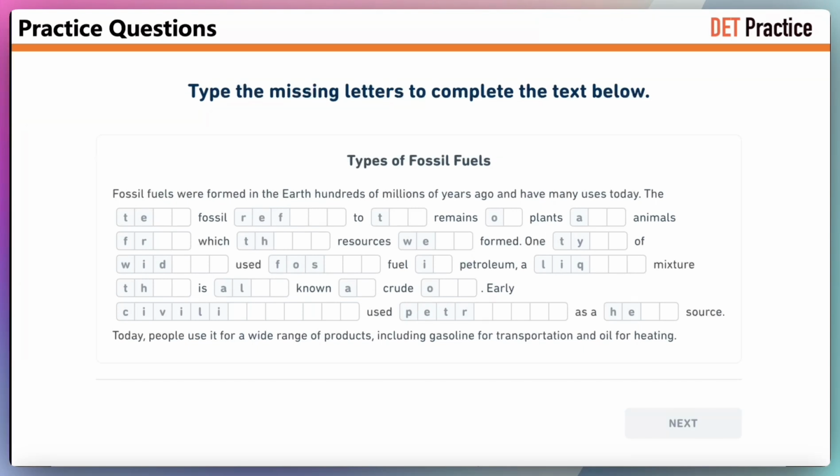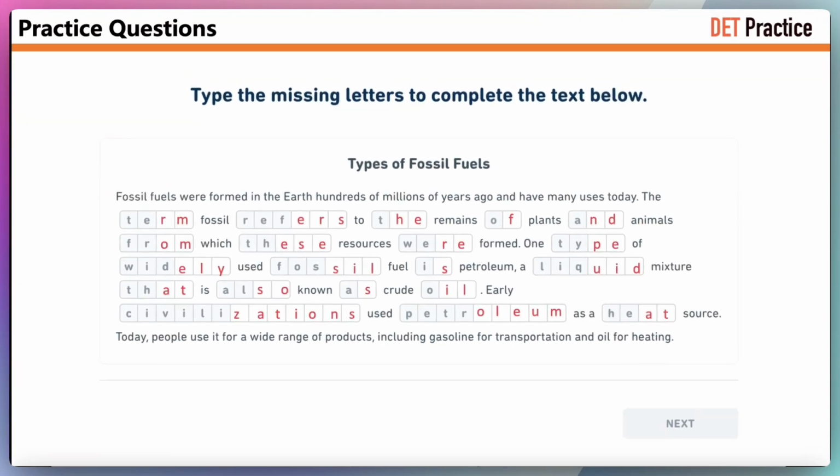Since we're introducing or explaining something, the first word should be "term," meaning terminology. It's explaining what "fossil" means. Next is "refers to," which we can translate as means or indicates. This tests our knowledge of phrases. The word starting with T is "the," indicating something specific. Then "of," meaning of something, followed by "and" to show a parallel structure. Next is "from," which is equivalent to "where" but more formal.